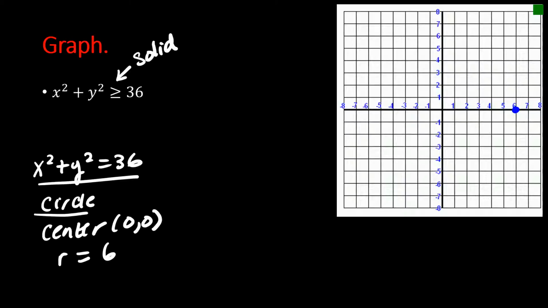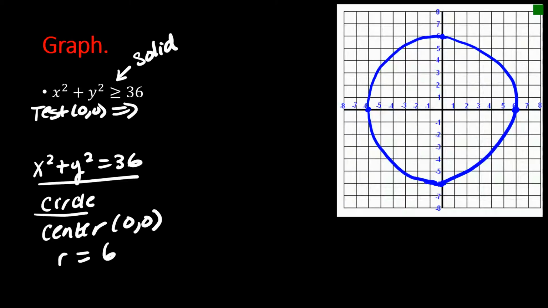So we're going to go out from (0, 0), 6 up, 6 down, 6 right, 6 left. It's a solid boundary. So this is our circle. We need to determine whether we're going to shade inside or outside the circle. Again, (0, 0) is not on the boundary of that circle, so let's test (0, 0).